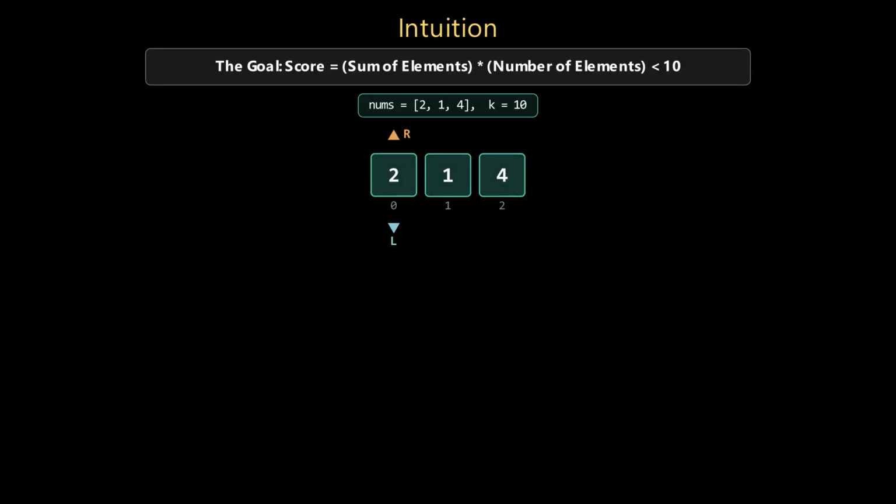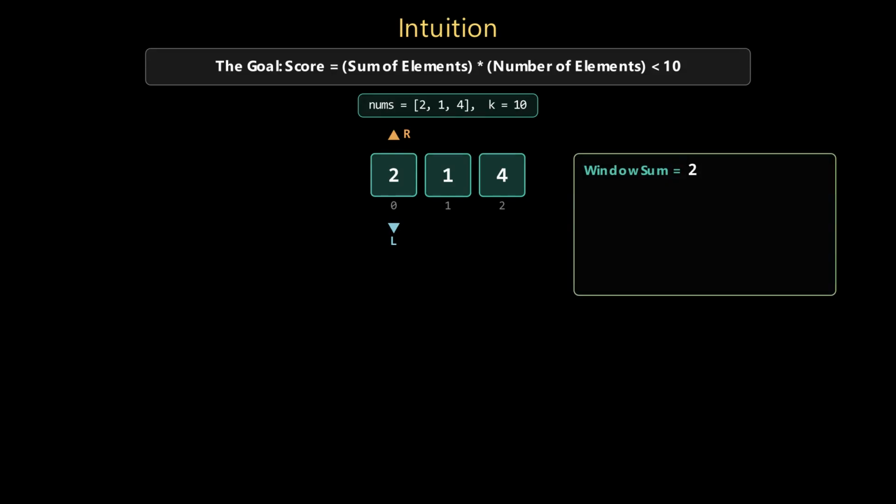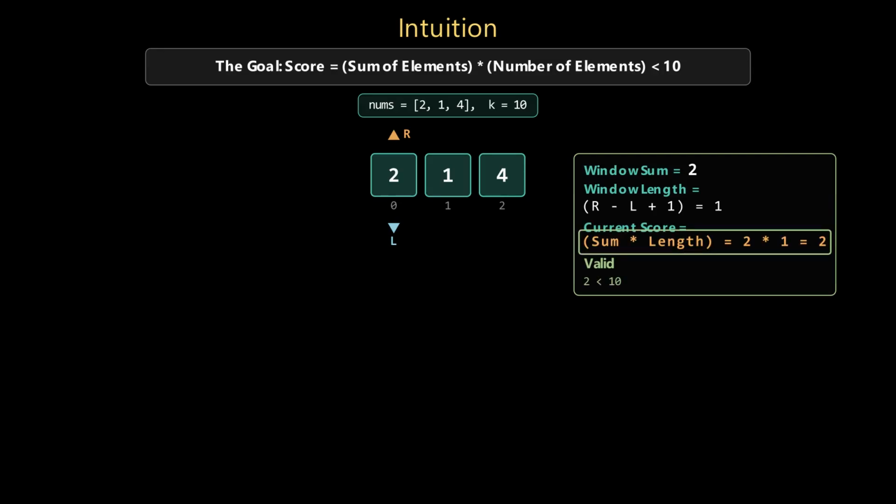Before sliding any boundaries, a beginner must understand exactly how a window's score is calculated. The score isn't just the sum of the numbers, it's the sum multiplied by how many numbers are inside. For our very first element, a single 2, our sum is 2, our length is 1, and our score is 2. Because 2 is strictly less than 10, this single element window is perfectly legal.